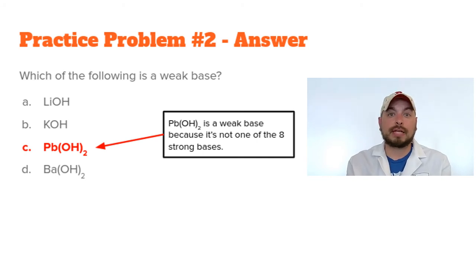The second, potassium hydroxide, is also a strong base, not weak. Lead(II) hydroxide, however, is a base, but it is weak. It's not one of our 8 strong bases. Barium hydroxide, the last one, is also one of our 8 strong bases. So the answer here must be C.